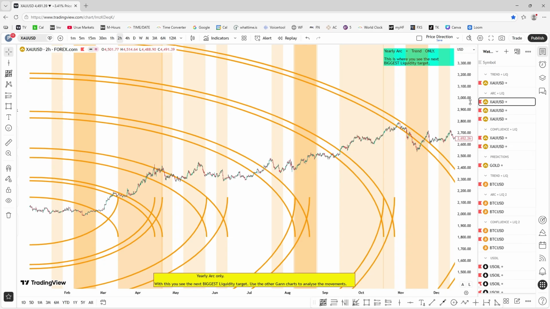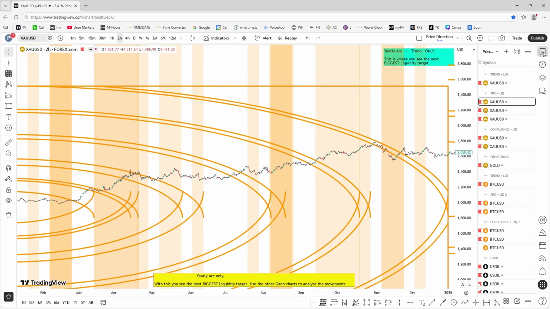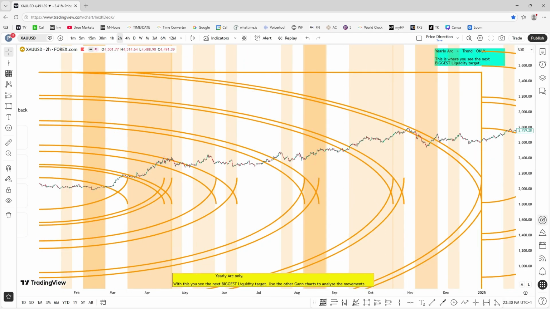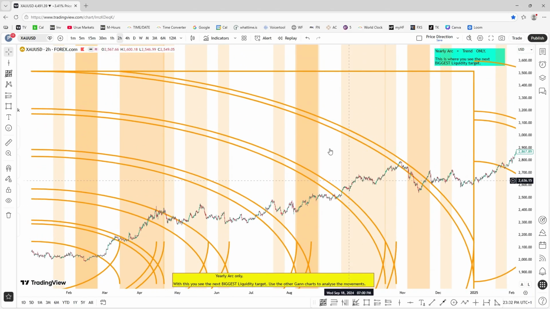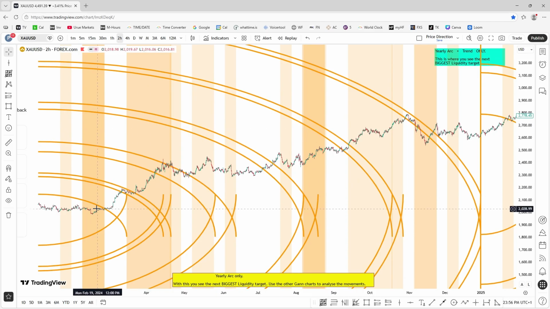Now, this was for the year 2024, as you can see. In 2024, you saw that gold went up, and as soon as it got here in October of 2024, it dropped. Why did it drop? There was no other big target to aim for. The year was ending, there was no other target. As you can see, nothing else is here. So why am I wasting my energy going up when there is no big liquidity to pick? And that's what gold did here.